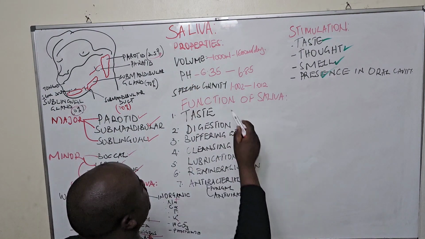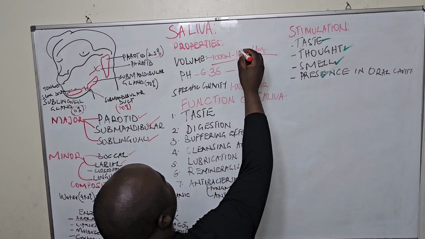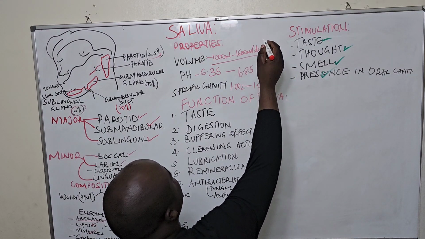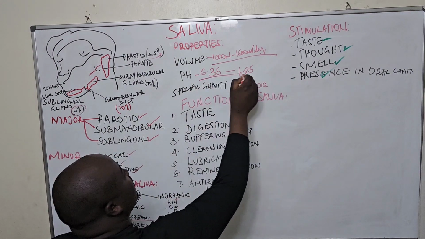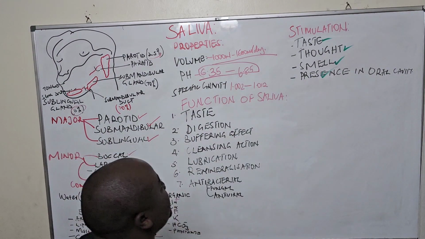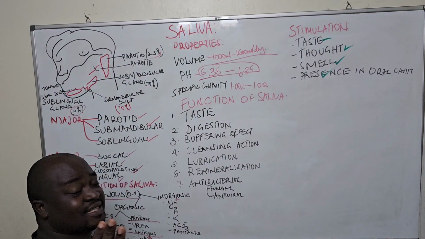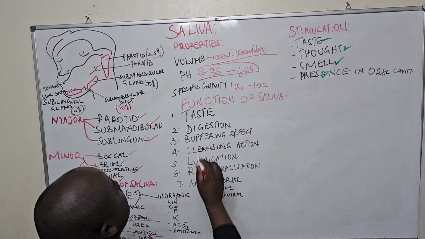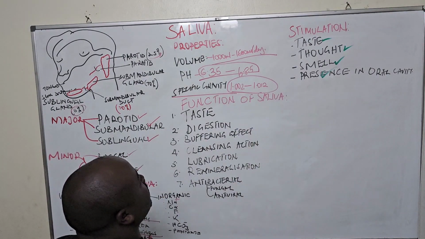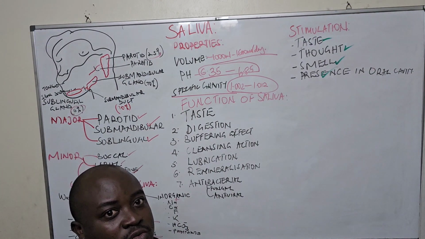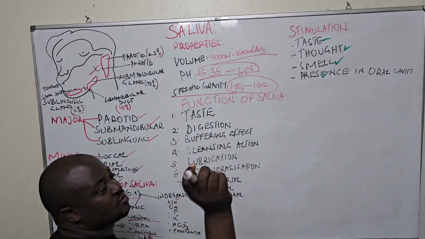Properties. We produce around 1,000 to 1,500 mLs per day. This is the pH of saliva. It means it's slightly acidic. Specific gravity 1.002 to 1.012.